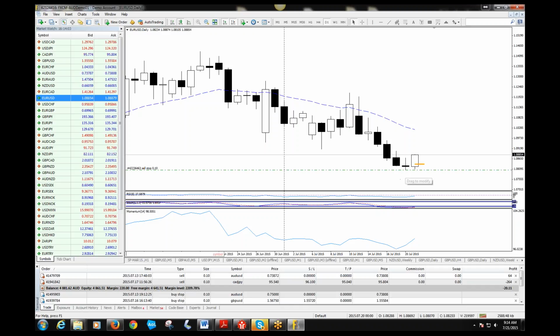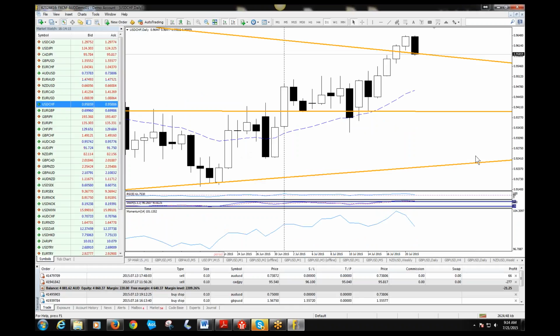Okay, so we're in Dollar Chef. Okay, and let's look at Dollar Chef now. We're in Euro Dollar Daily. Let's go to Dollar Chef, and we got 1,000 lines on this chart. Dollar Chef is also kind of borderline, but we could place a trade there. All right. Let's take a look at Dollar Chef.